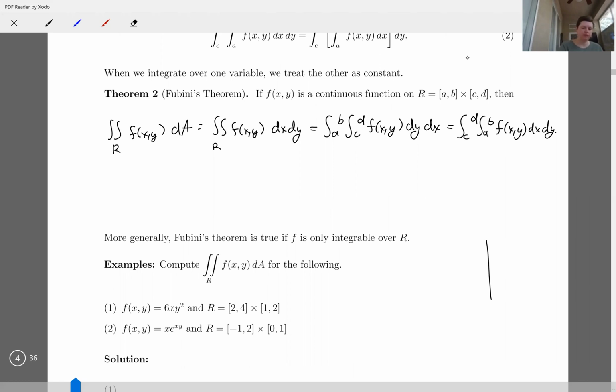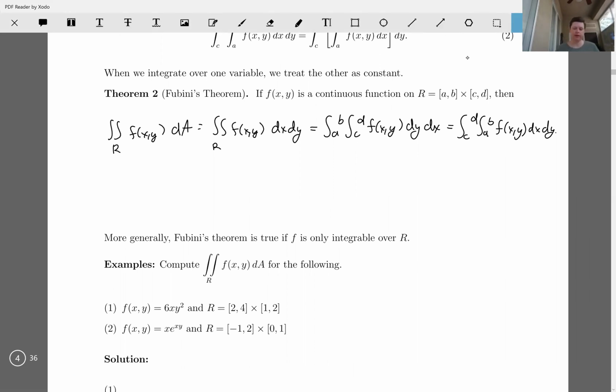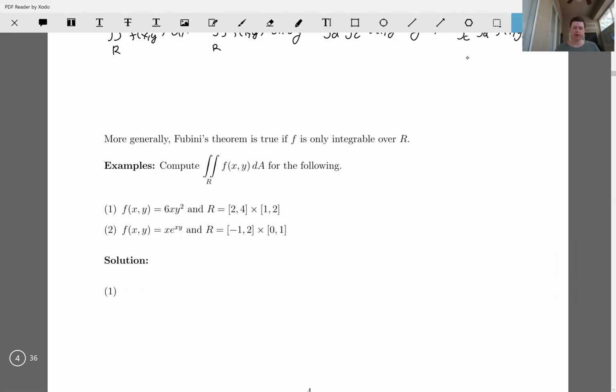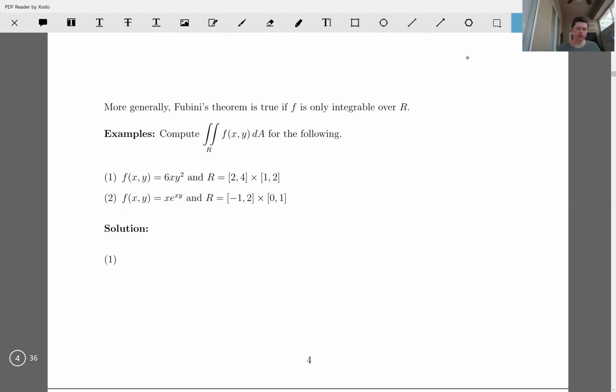So let's do a couple of quick examples. Let's integrate the following two functions. All right, so we're going to integrate 6xy squared over the rectangle [2, 4] by [1, 2]. And so how are we going to do that? We can choose which way we want to do. So we can do integral 2 to 4, integral 1 to 2. We can choose to do x first.